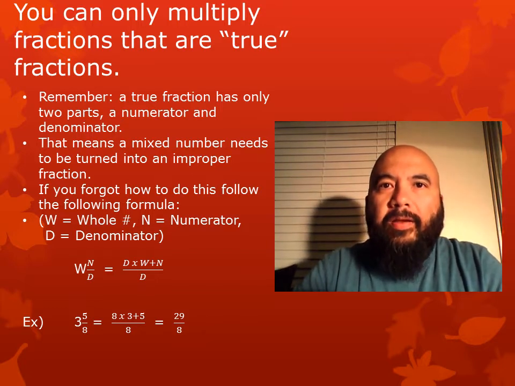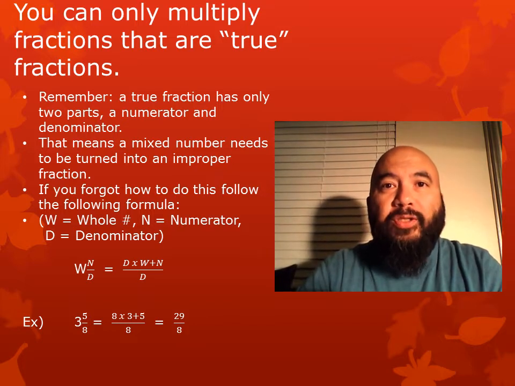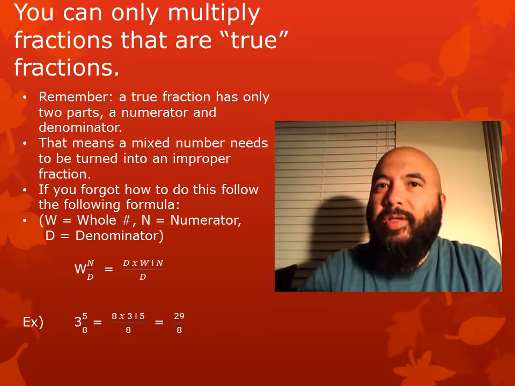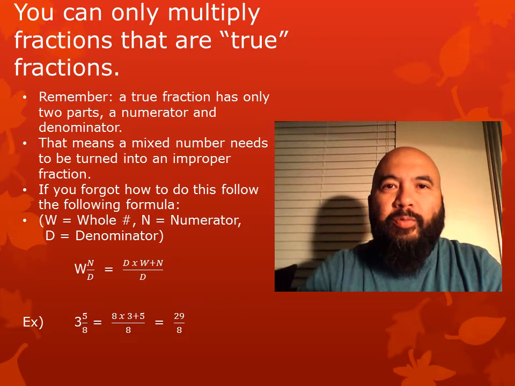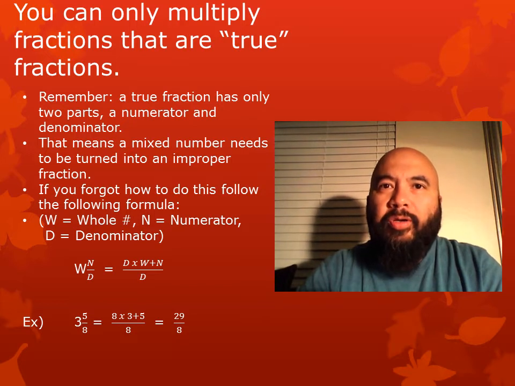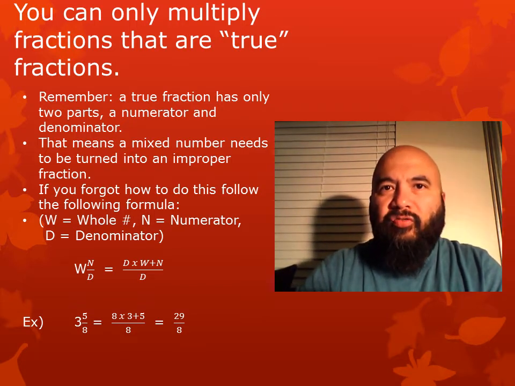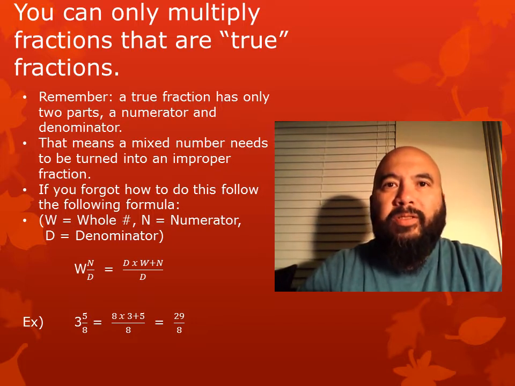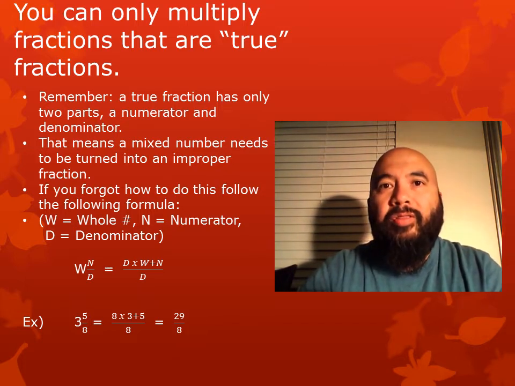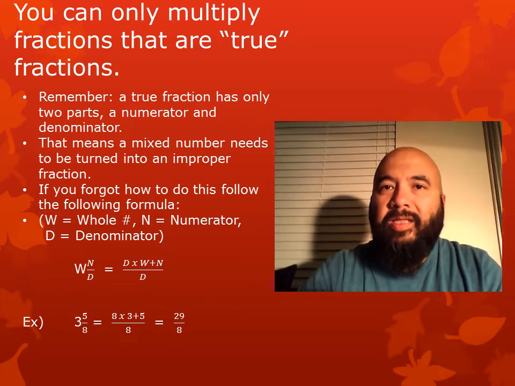Now that you got the sign of your product, the next thing to do is make sure that when you're multiplying fractions, there are true fractions. That means mixed numbers have to be turned into improper fractions in order for it to have two parts, a numerator and denominator. If you forgot how to turn a mixed number into an improper fraction, just follow the formula that was given. You just take the denominator, multiply it to the whole number, add that to the numerator. That becomes your numerator of your improper fraction, and the denominator is the same denominator from your mixed number.